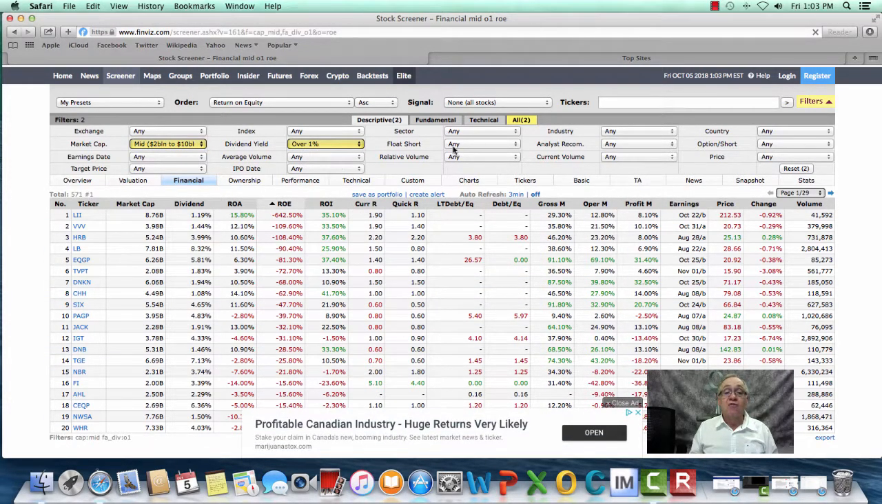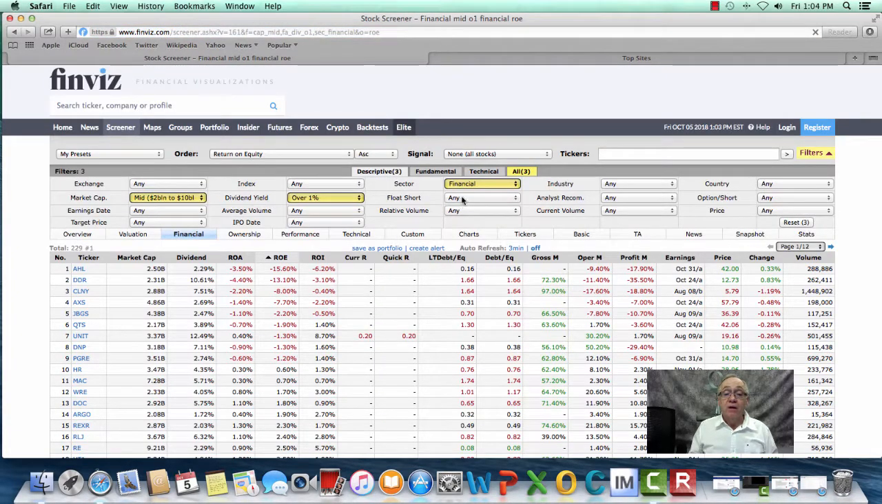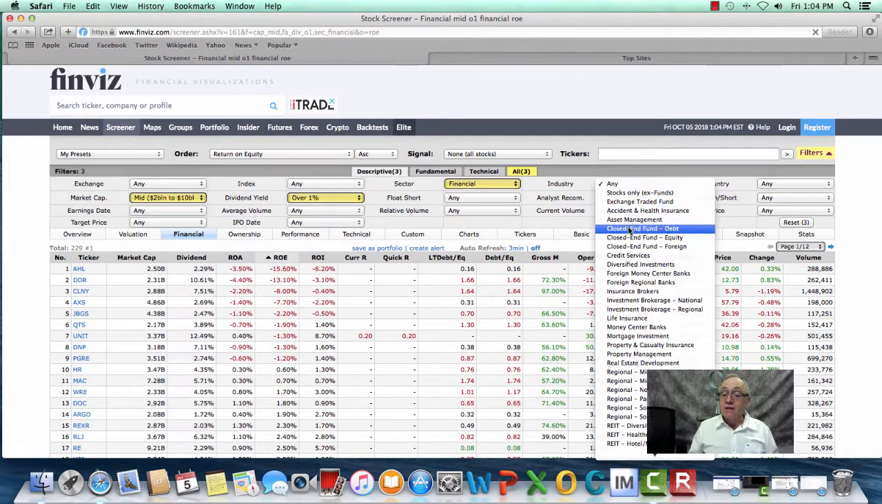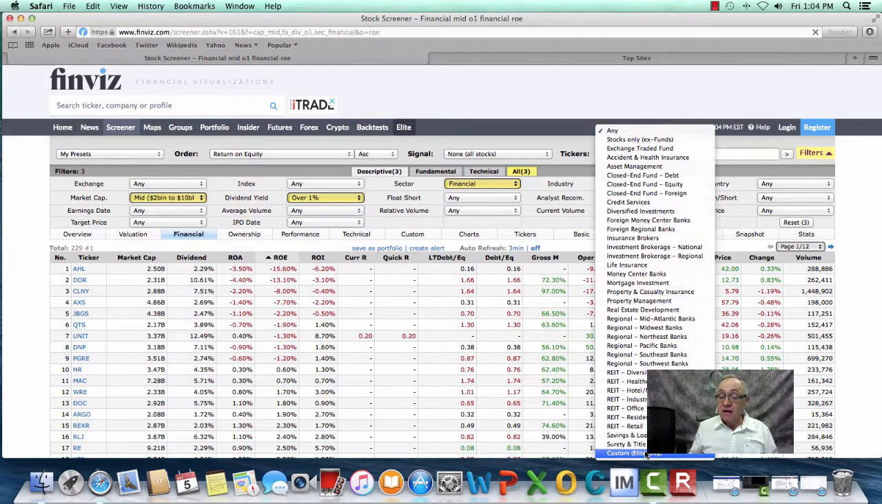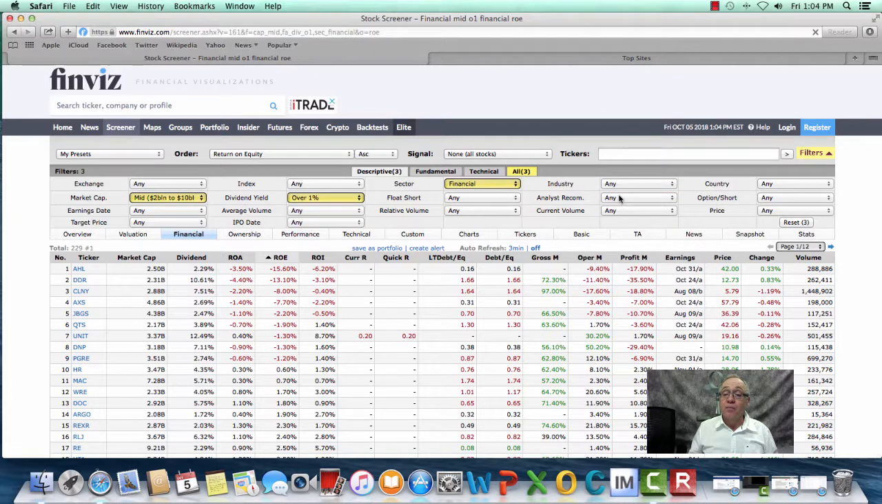Volume, don't care for that. Sector, as we've talked about, we're going to look at financials. Float, not particularly important yet. Relative volume, not particularly important. Industry, well, this drop-down menu would allow us to select different sectors of the financial industry. But let's leave that fairly open and see what else the screens will tell us.